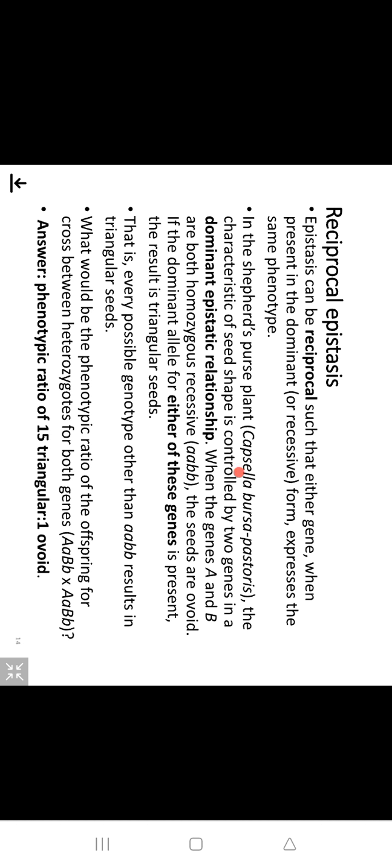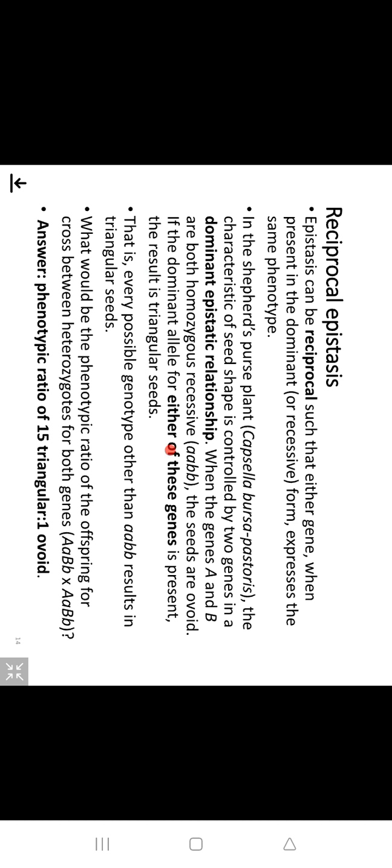In the shape of this plant, the characteristic of seed shape is controlled by two genes in a dominant epistatic relationship. When the genes A and B are both homozygous recessive, the seeds are ovoid. But if the dominant allele for either of these genes is present, it results in triangular seeds. So this is an example of reciprocal epistasis because we are using the word either.